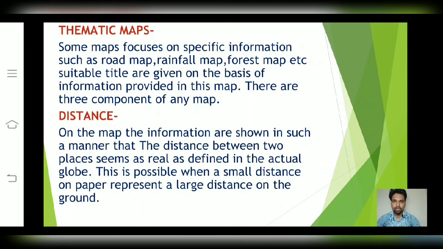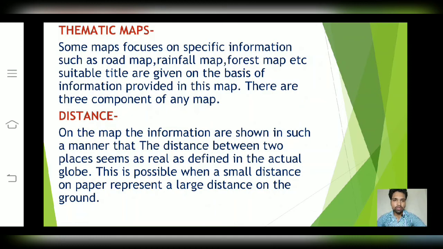Friends, in these types of maps, suitable titles are given, telling which type of map this is. For example, if there is a rainfall map, then you will clearly be able to see on the top or on the bottom that the information regarding rainfall is given there.